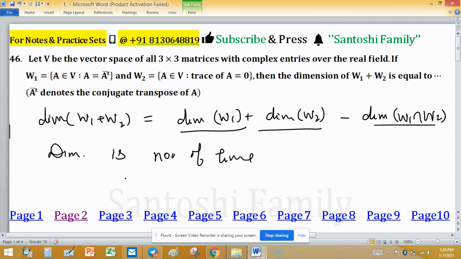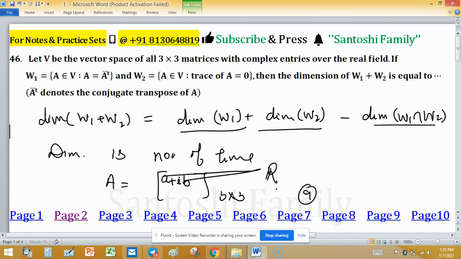So suppose this is a matrix A that comes in vector space V. Then the size of matrix A will be 3 by 3, and its elements will look like a plus iota b, where a and b come from the real field. So there are a total of 9 entries for every matrix in vector space V.